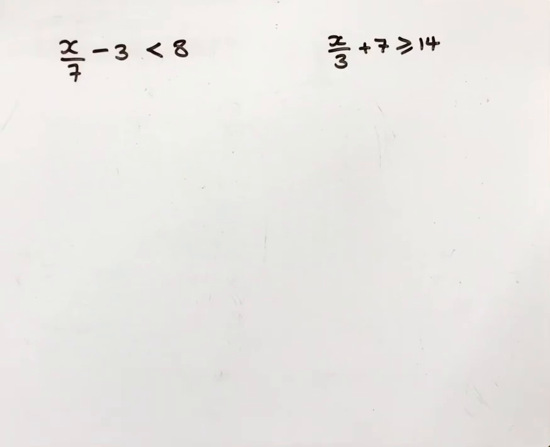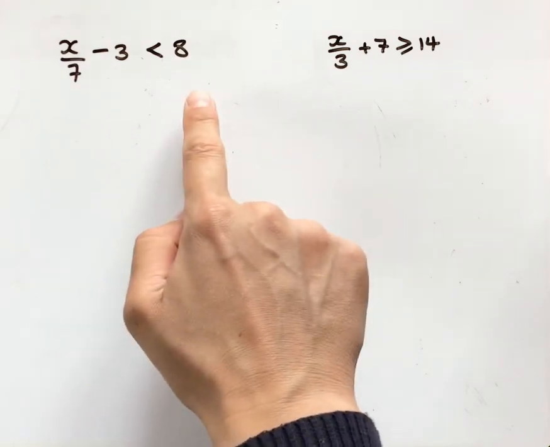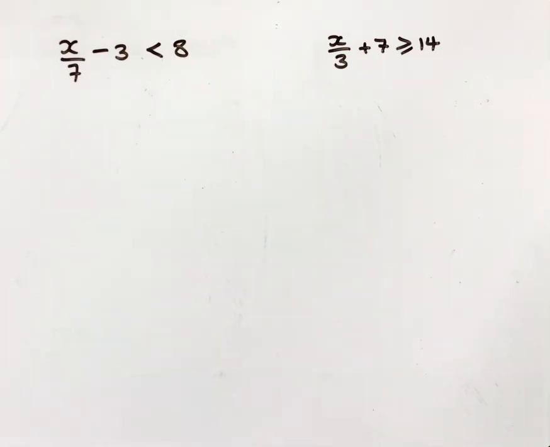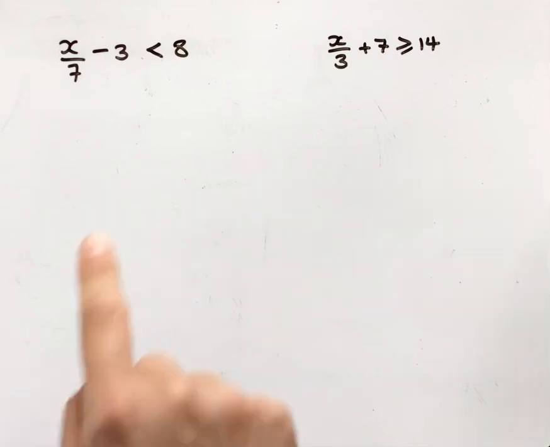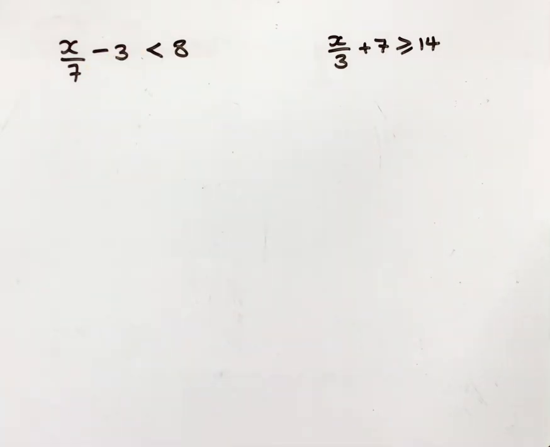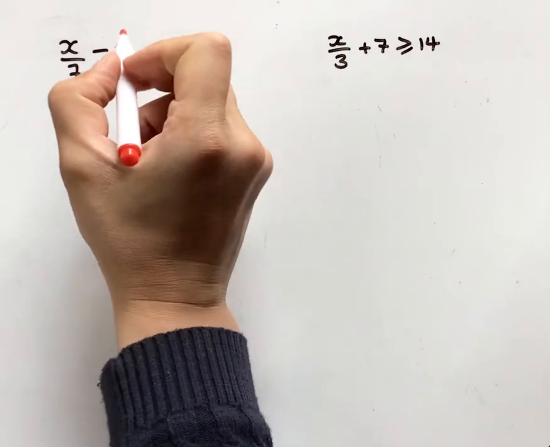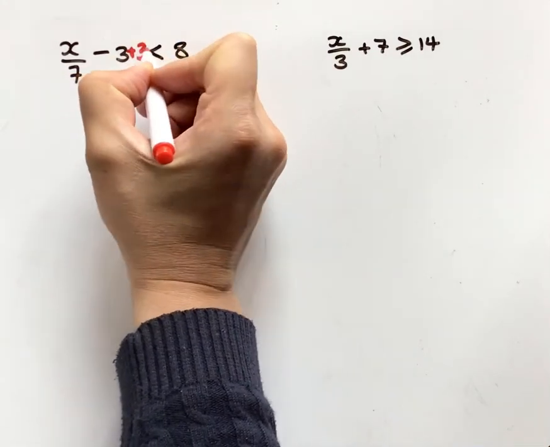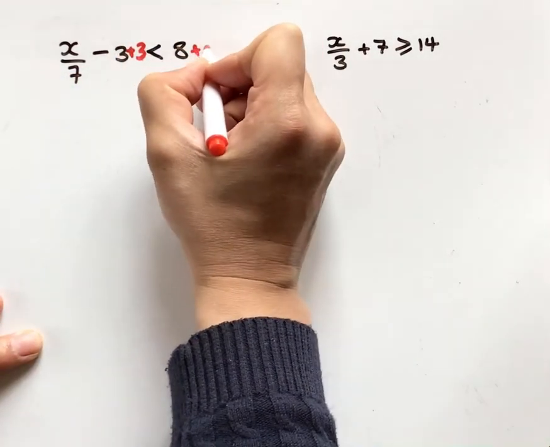Let's have a look at some of the harder types of inequalities where we've got a fraction involved. So for example, x over 7 minus 3 is less than 8. Now we're going to start by dealing with the minus 3, and we know we can get rid of a minus 3 by using the inverse, which is plus 3 to both sides.